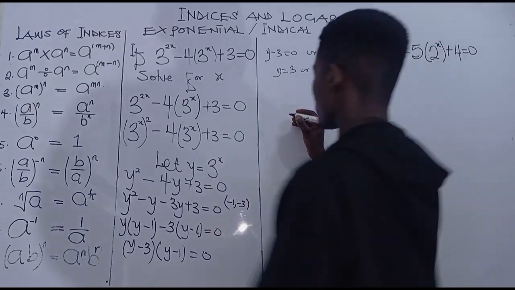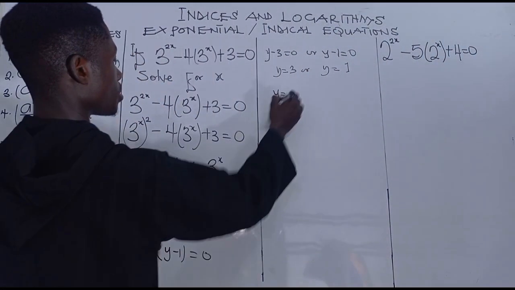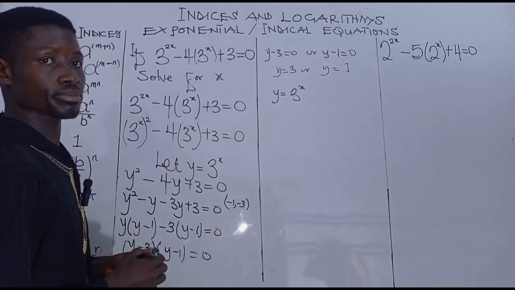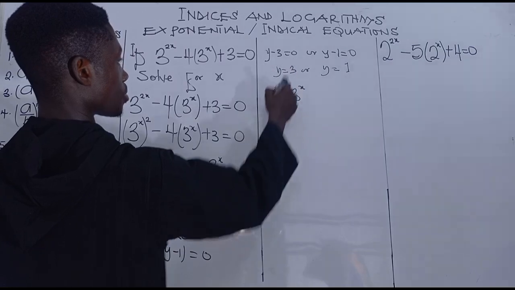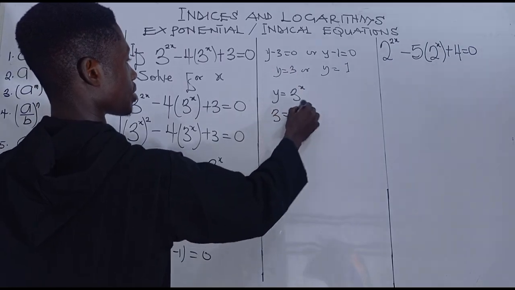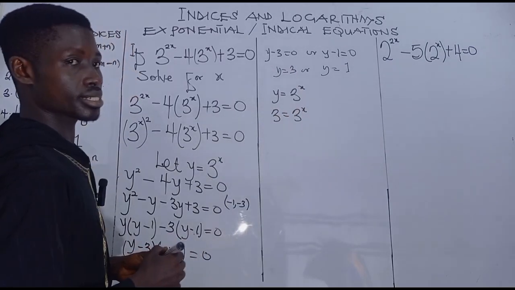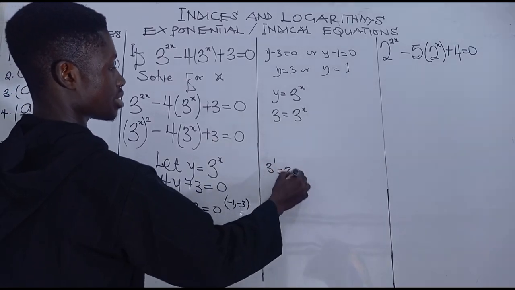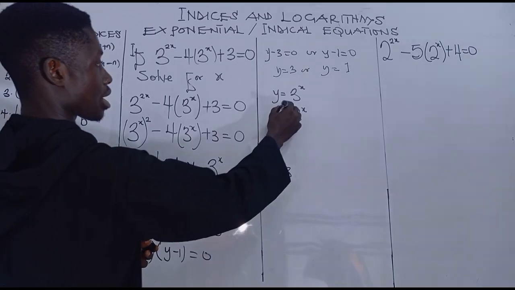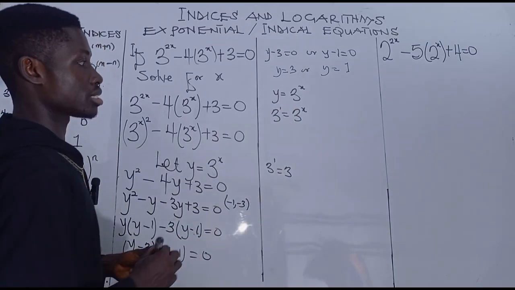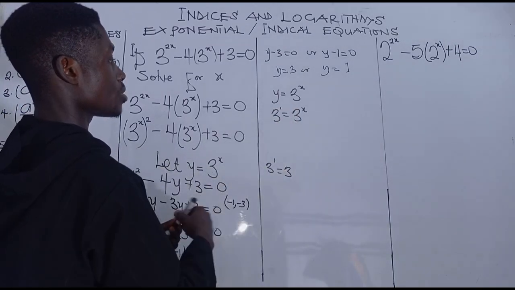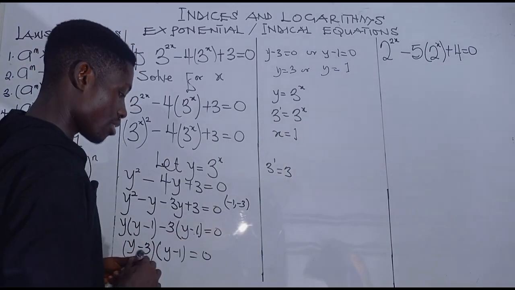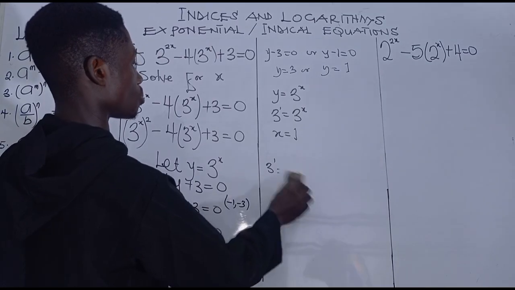So we have 3 is equal to 3 raised to the power x. Now 3 is the same as 3 raised to the power 1, because 3 raised to the power 1 will give you 3. So we can write this as 3 raised to the power 1. Now since the bases are the same, what we have to do is just equate their exponents. So we have our x to be equal to 1.